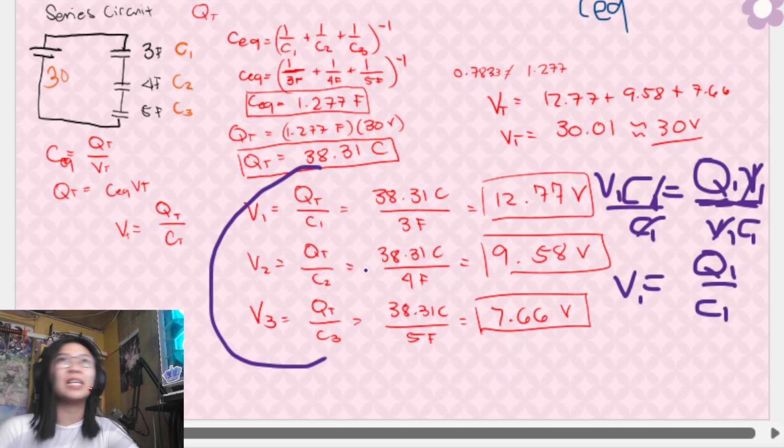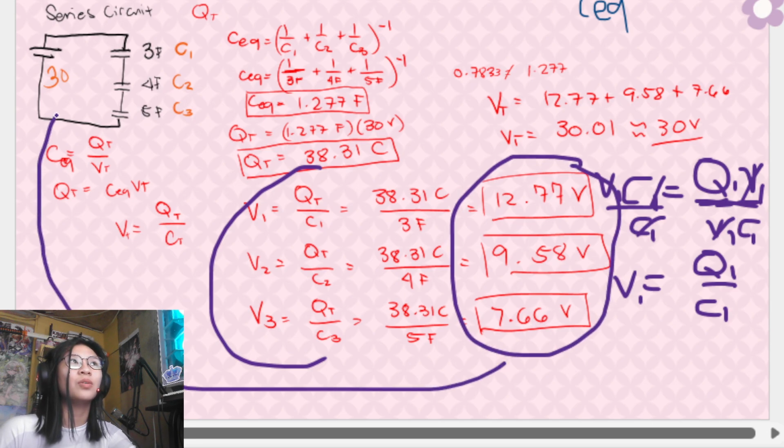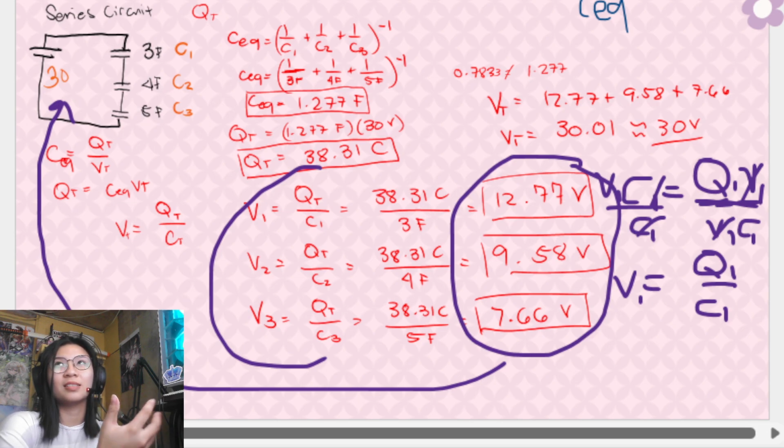Now, the trick here is, if it is a series, if we add the individual voltages, it should go back to VT, or the 30. Okay, so that is why it is like a self-checker. If, to know if your solution is correct. Okay, something like that. I hope that is clear.